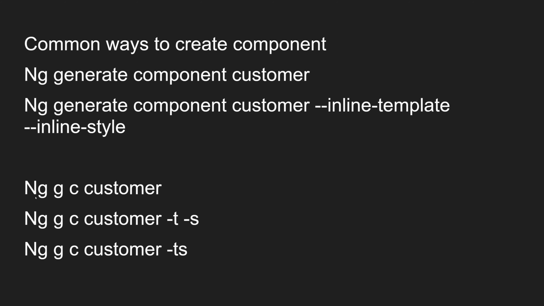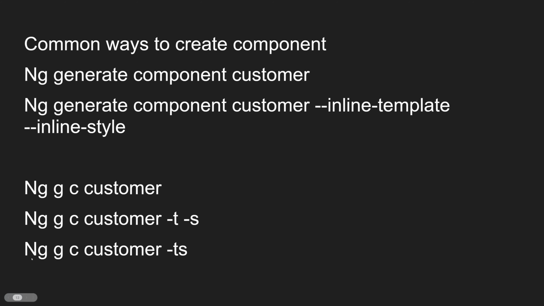Now for the first one, ng g c customer, as you already know. In order to implement the shorthand notation for inline template and inline style, you will be able to see ng g c customer. For inline template it is -t, and for inline style it is -s, whatever we have learned previously. So ng g c customer -t -s.